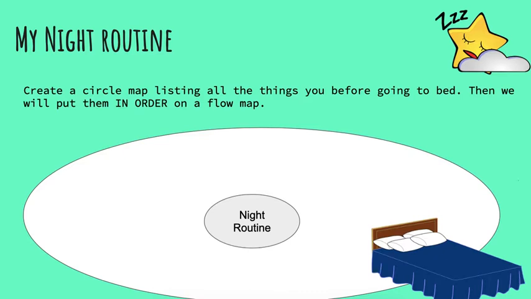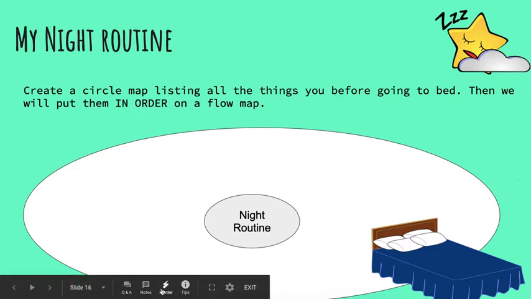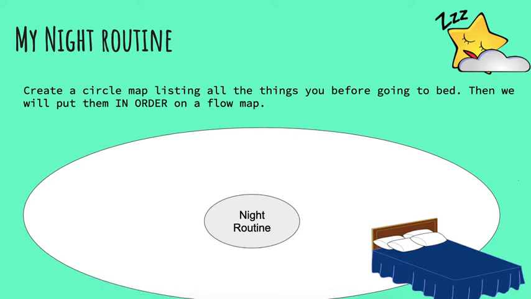So make a circle map, and on the inside circle, which is, let me get my pointer, this part here, I want you to write night routine. After you write night routine, make a nice circle on your paper, and I want you to think about what you do before you go to bed. So you should brush your teeth. That's very important. So I hope maybe you can draw or put a toothbrush.